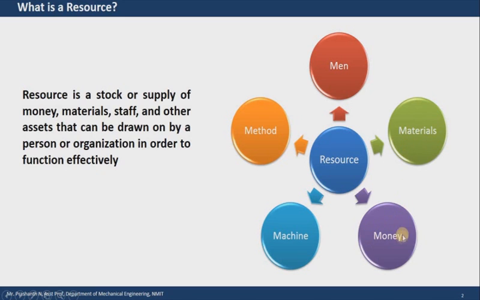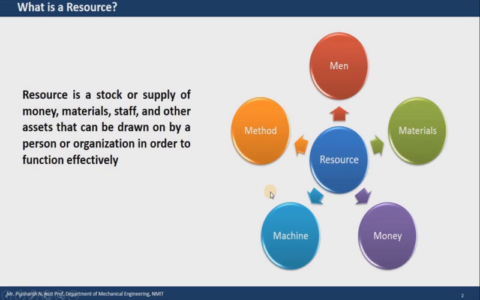Next you have money. Money, of course, is a major resource. And then you have machines. Machines are the equipment that is being used in the company. And finally you have method. So these are the 5 different resources which an industry or a firm can basically make use of. Of course, these resources are not limited to only these, but broadly, in general, these are the 5 resources which are very widely acknowledged.